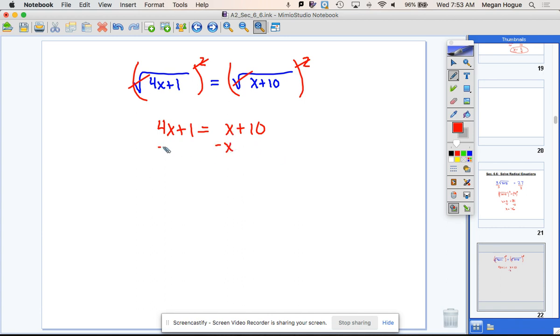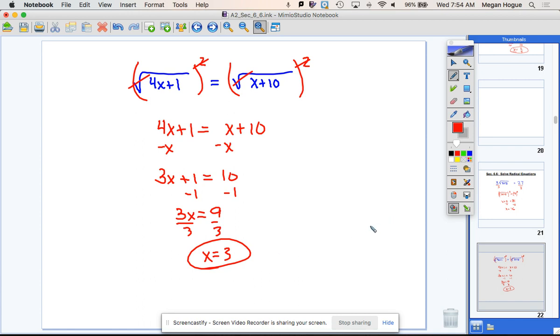I'm going to move this x over to the left. Some of you will move the 1 at the same time. I'm going to take my time. So I'm going to say 3x plus 1 equals 10. Then I'm going to subtract my 1. Again, you could do that all at once if you wanted. 3x equals 9. Divide, x equals 3. Okay, not bad.